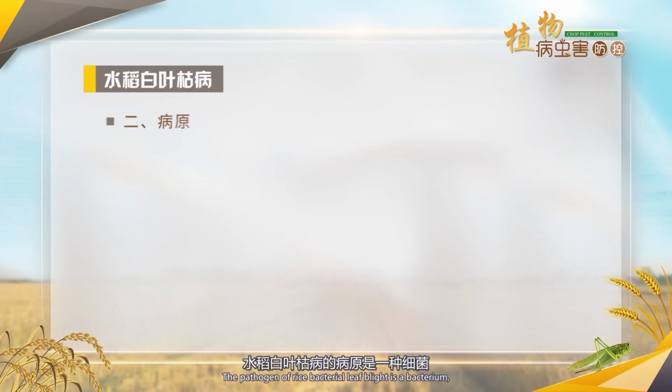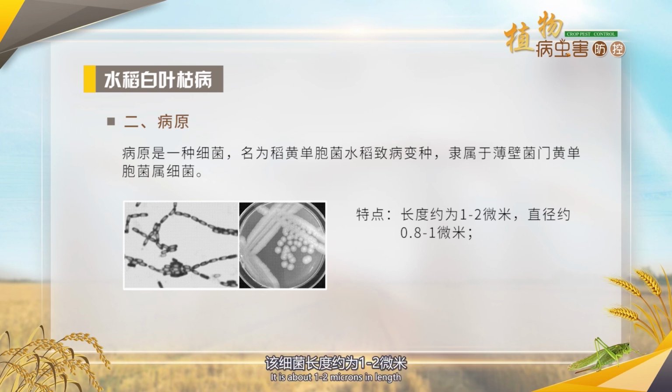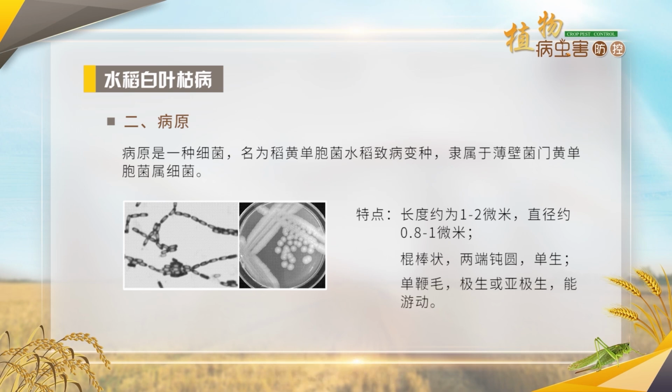The pathogen of rice bacterial leaf blight is a bacterium named Xanthomonas oryzae pv. oryzae, which belongs to the Xanthomonas genus. It is about 1 to 2 microns in length and about 0.8 to 1 microns in diameter. It is stick-shaped with blunt round ends, solitary, single flagellum, polar or subpolar, capable of swimming.